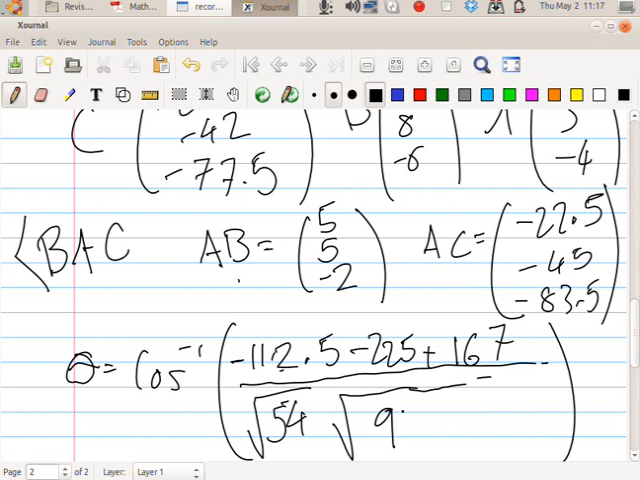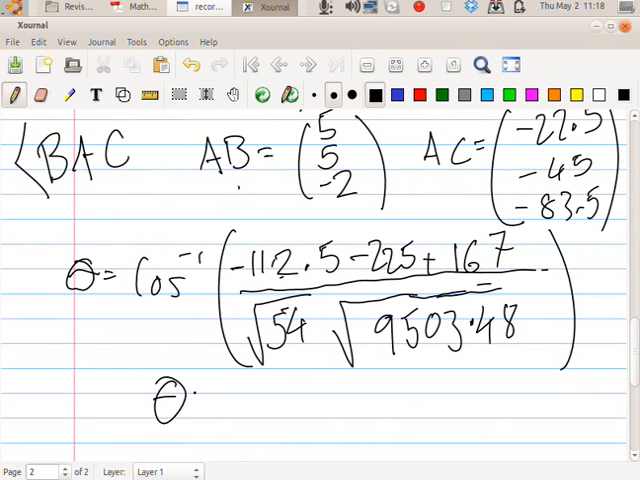9503.48. What is inside the bracket? 95, 03.48. And then the top is, wait, Jeff, what's this number here? 9503. Are you sure? Yeah. Okay. Fine. All right. So you can give me the theta now.